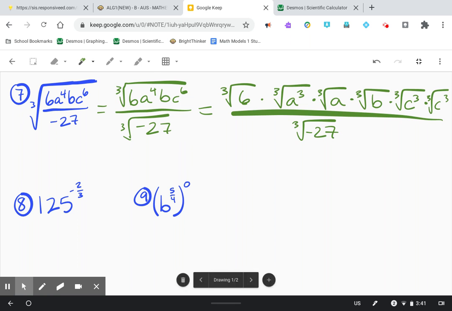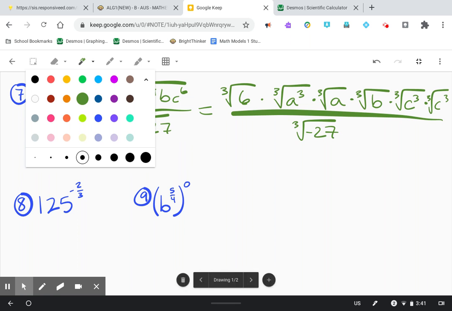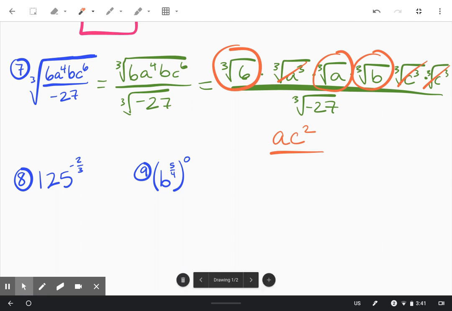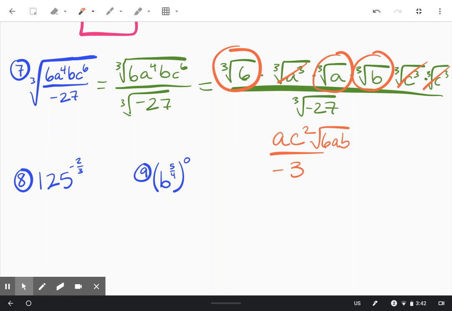So I go through and see what there is that I can simplify. I can't simplify this, but this first a can be made into an a. This cannot be simplified. This cannot be simplified. These can both be simplified into c squared. And then since 27 is a perfect root, it simplifies to make negative 3. And then everything that's left in the top is still there, 6ab.